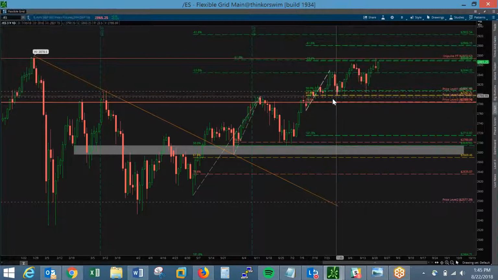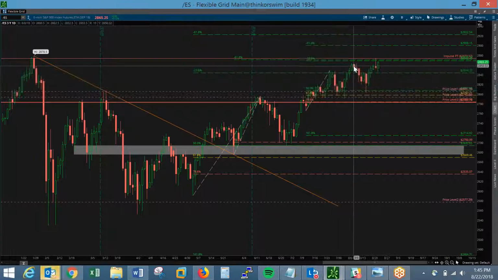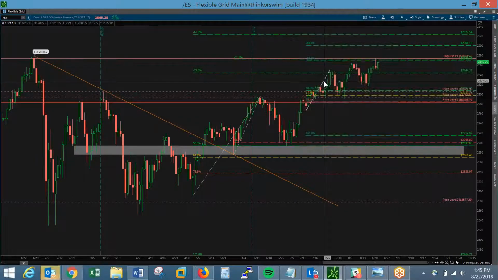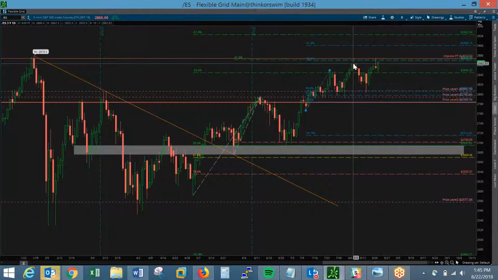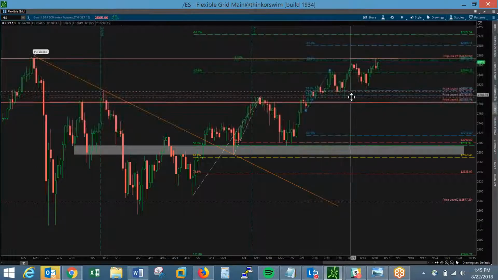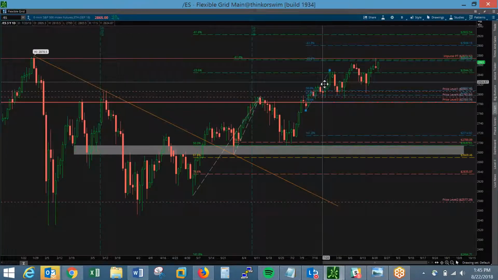So now we've got this zone that's still holding. We've got additional fib context there, and you can see that we come back up and we test off of this great fib structure. We test breaching the highs, but we never come close to testing the first profit target off of this very formulated and very measured move.